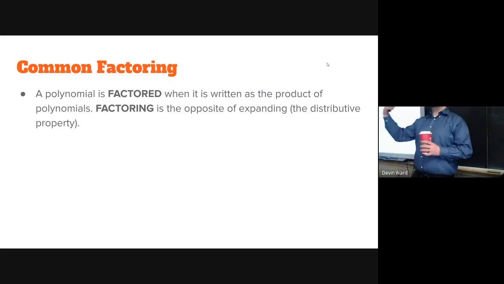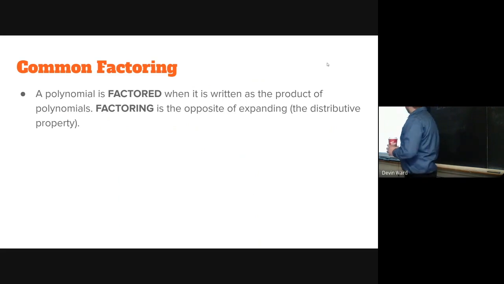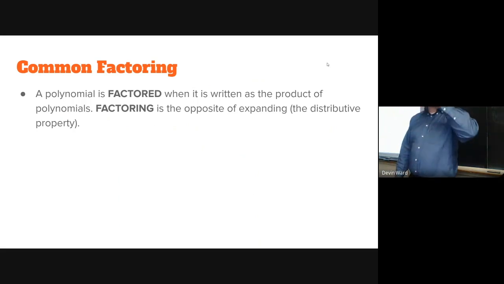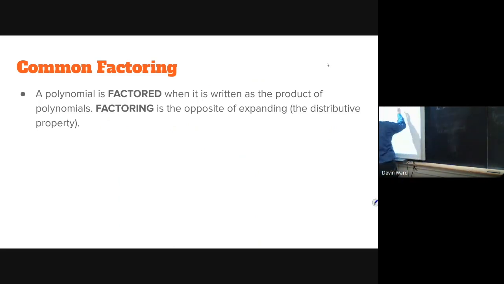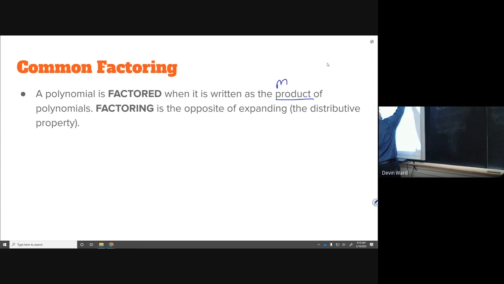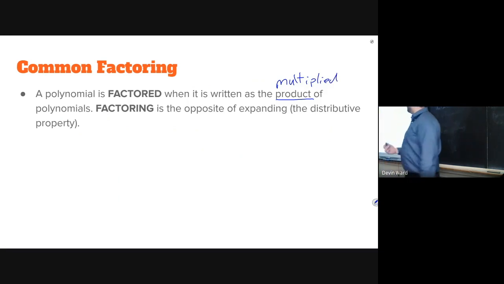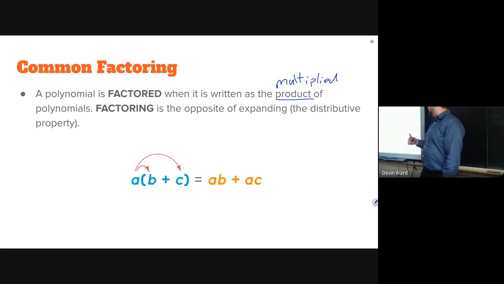So we've been talking a lot about polynomials, okay? Just long numerical expressions. A polynomial is factored when it's written as a product of polynomials. Product just means multiply. And factoring is the opposite of expanding, just like addition is the opposite of subtraction, and division is the opposite of multiplication. Factoring is the opposite of expanding.